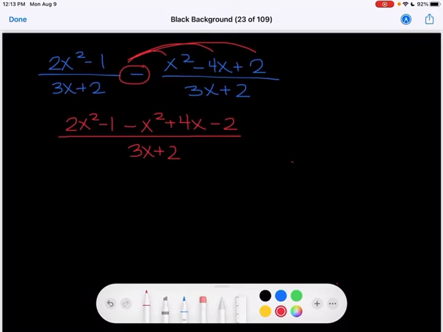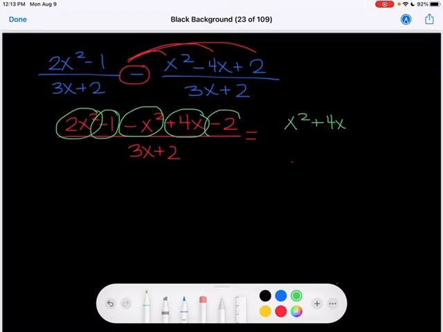So now I need to combine like terms. I've got 2x squared minus x squared would just be x squared. I've got a 4x here, which I can't combine with anything, so plus 4x. And then a minus 1 minus 2. So that's a negative 1 minus 2, which would be a negative 3. All over 3x plus 2.